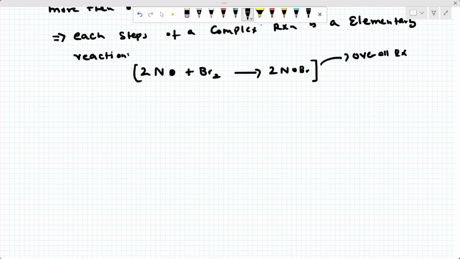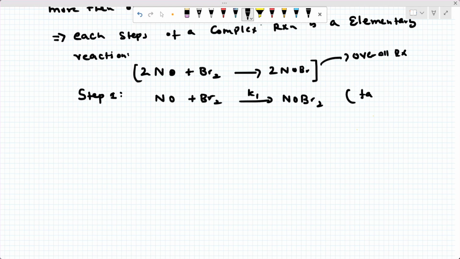Therefore all complex reactions contain many elementary steps. Now for this reaction, what are the elementary steps I am going to discuss? See, step 1: NO plus Br2, with rate constant K1, gives NOBr2. They gave the first step, they give the process. Now step 2.